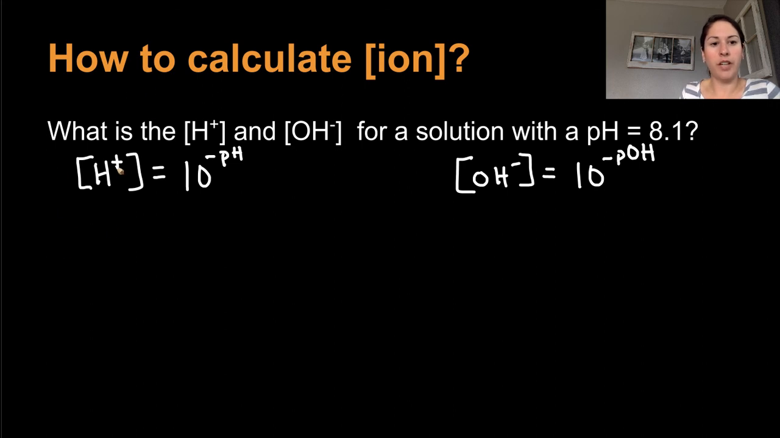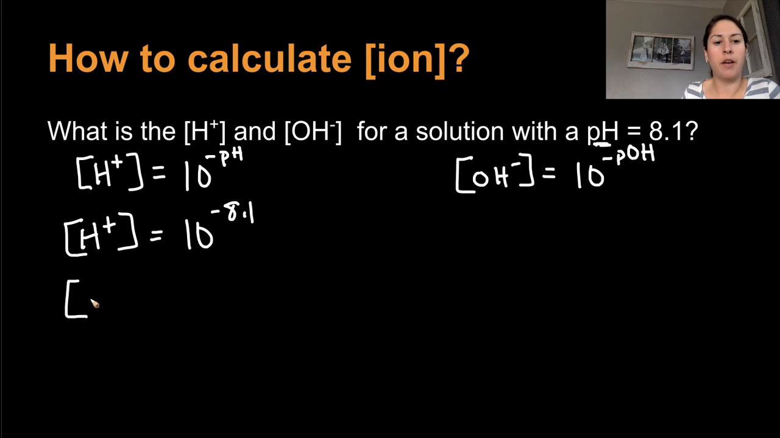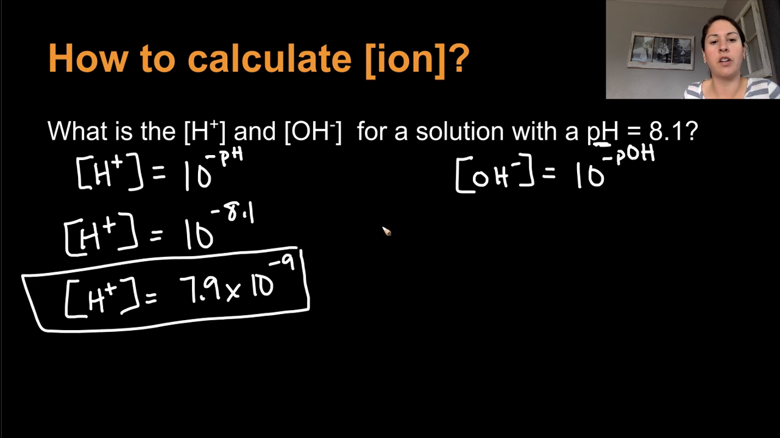So I'm going to start over here and I'm going to calculate the hydrogen ion concentration first because I start with a pH value. So I'm going to use this first. So my hydrogen ion concentration is equal to 10 to the negative pH, so negative 8.1. And when I calculate that out, my hydrogen ion concentration equals 7.9 times 10 to the negative ninth. So there's my value there. So that is my concentration value for hydrogen ion concentration.